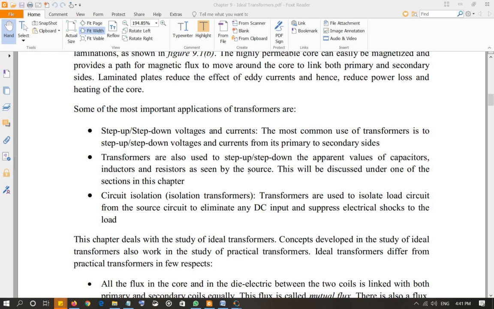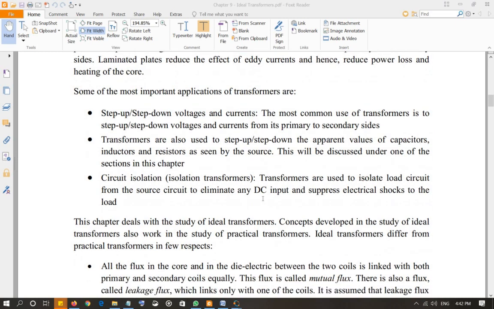And again, we're gonna discuss that in one of the following topics. And the transformer is also used for circuit isolation. It isolates the primary side from the secondary side such that any load that you're connected on the secondary side does not load the primary side down. So it's a very common application, especially for electronic circuits.